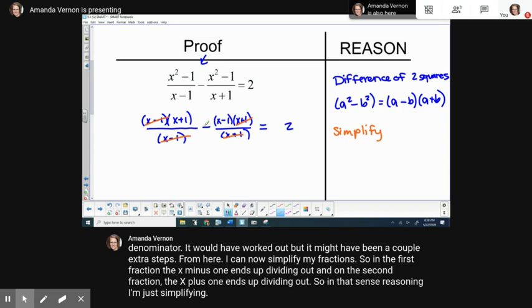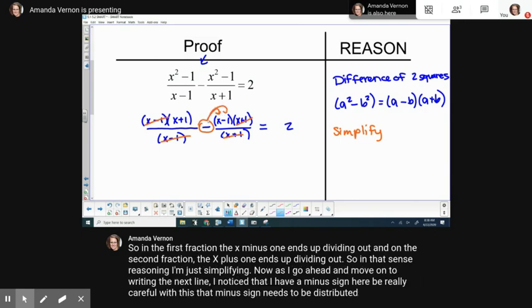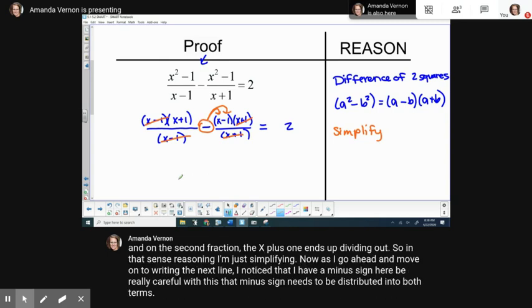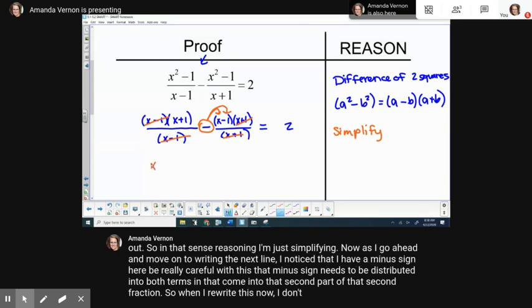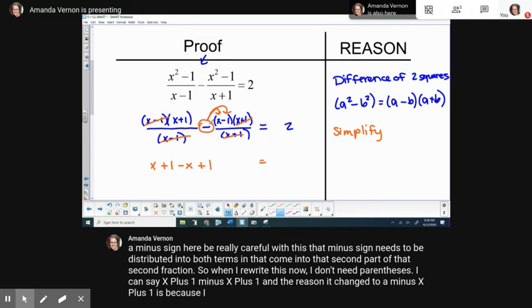Now, as I go ahead and move on to writing the next line, I notice that I have a minus sign here. Be really careful with this. That minus sign needs to be distributed into both terms that come into that second fraction. So when I rewrite this, now I don't need parentheses. I can say x plus 1 minus x plus 1. And the reason it changed to a minus x plus 1 is because I distributed the negative that was in front through.